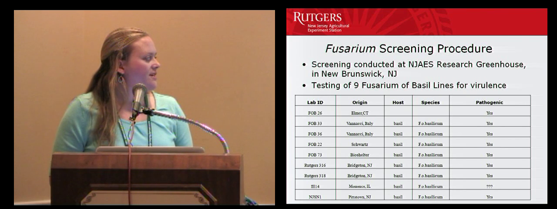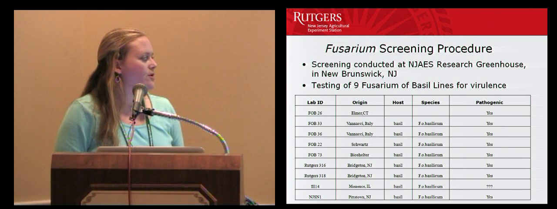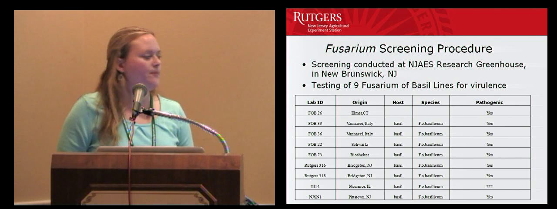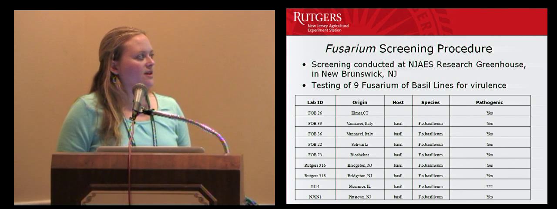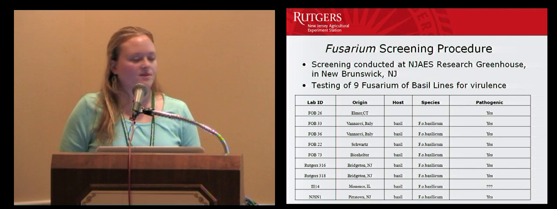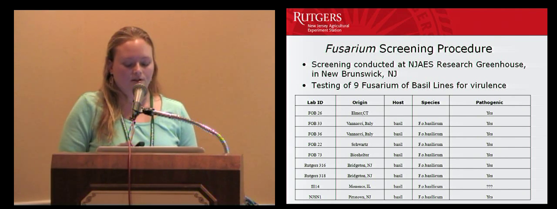which are these 3 lines. And then also from a grower, Alan D. Young. I want to thank him for the line from Illinois. So far, it's been determined that almost every one of these lines is pathogenic. I'm still testing the one from Illinois since it took a while to grow out onto plates.